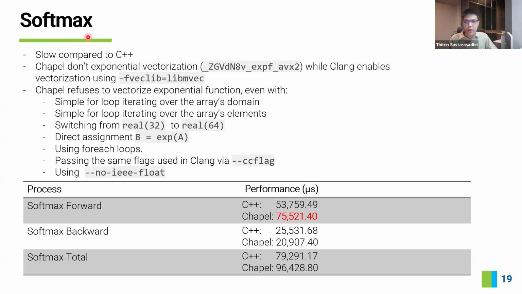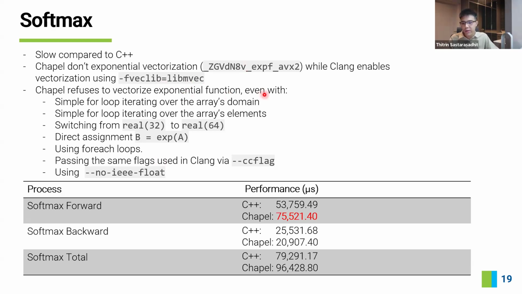The softmax layer. This is one of the layers that caused Chapel to be a bit slower than C++ here. It's just because Chapel refused to use the vectorized exponential function implemented in the GNU libc library. This function can be accessed by C++ by just passing the argument to Clang like this here. However, Chapel refused to use it.